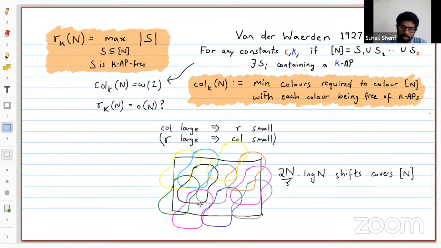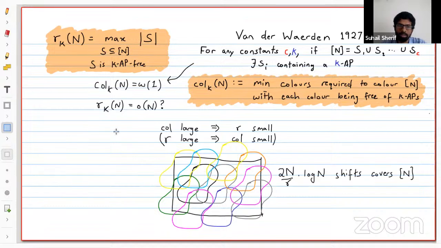And now we're asking how many shifts of this set do I need in order to cover my whole set from 1 to n? Now, it's clear that I will need at least n by r sets, where r is the size of this large set here. But with the probabilistic argument, you can show that if you take log n times that many shifts, you are going to, with non-zero probability, cover the entire set.